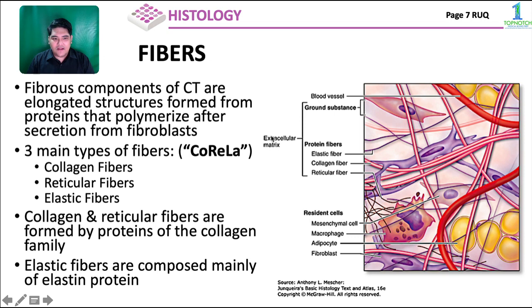Punta naman tayo sa extracellular matrix. Here, we have the fibers, and these are the fibrous components of a connective tissue. They are elongated structures formed from proteins that polymerize after secretion from your fibroblasts. Okay? So, there are three main types of fibers. You have your collagen, reticular, and elastic fibers. Your collagen and reticular fibers are formed by proteins of the collagen family. Pero ang elastic fibers, they are composed mainly of elastin protein. Again, collagen to collagen reticular fibers, elastic fiber from elastin protein.